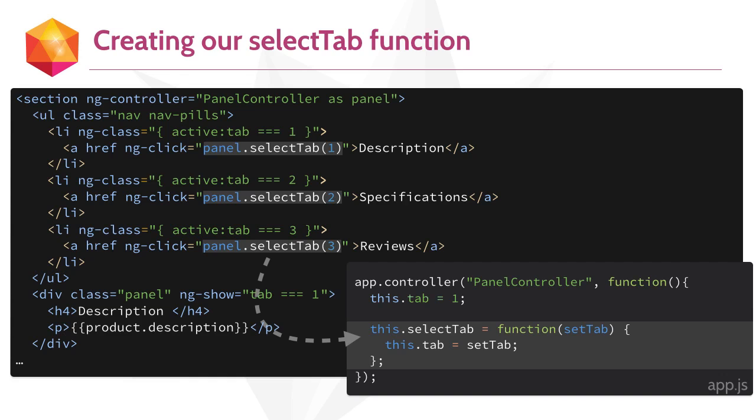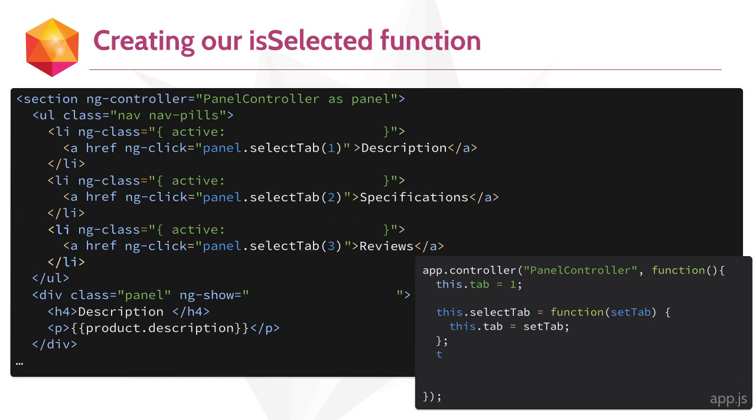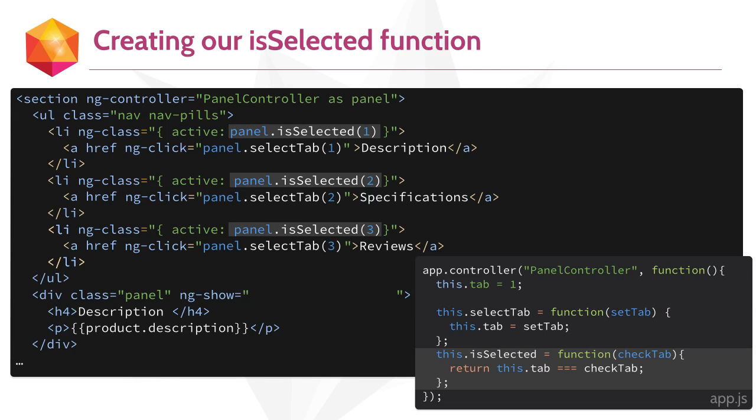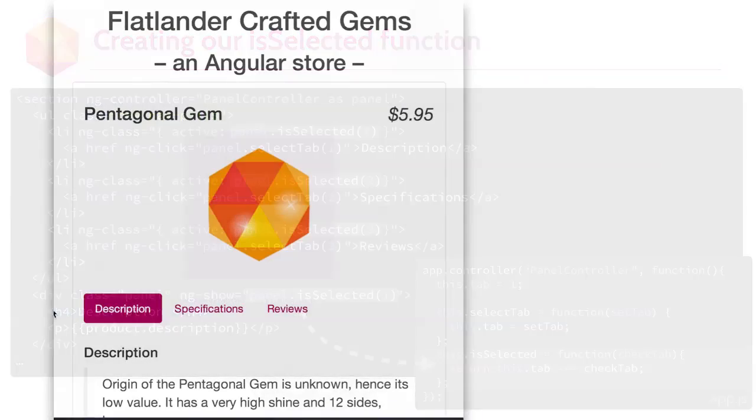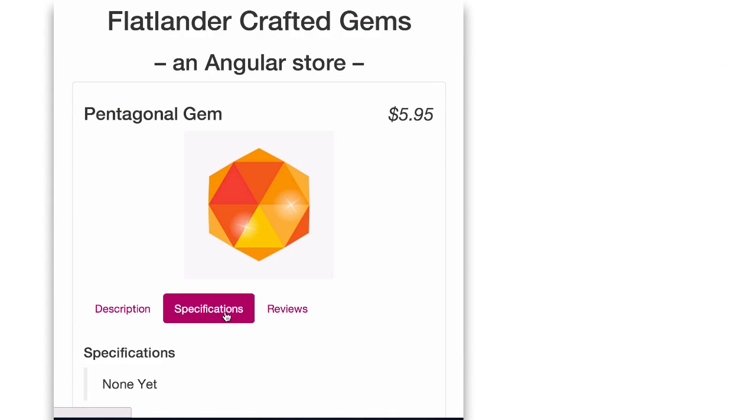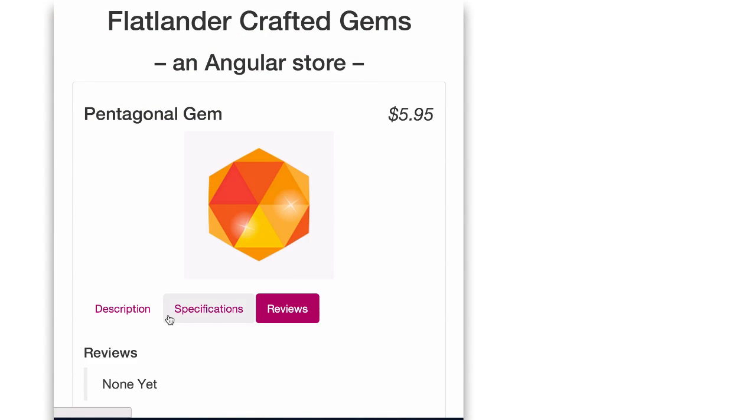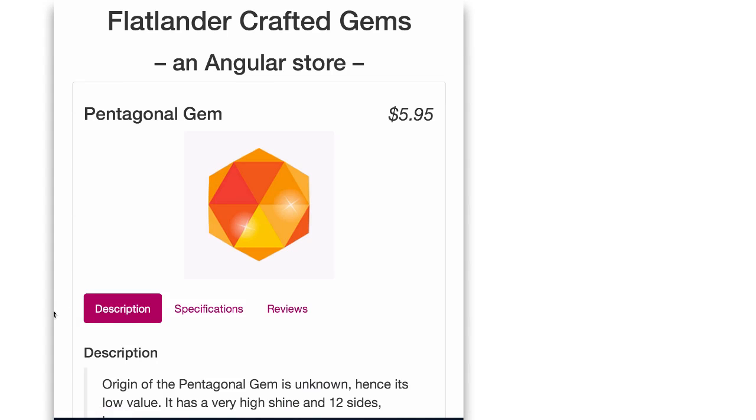Lastly, let's create a function for our comparison. We'll call it isSelected. Then we'll check to see if the current tab is equal to the tab to check and return the value. This will be either true or false. And notice here that we're calling isSelected both inside the ngClass directive and in the panels to detect which one is selected. Now if we jump back over into the browser and select the different tabs, we can see that the behavior hasn't changed. Everything still works, but our code is a little cleaner.